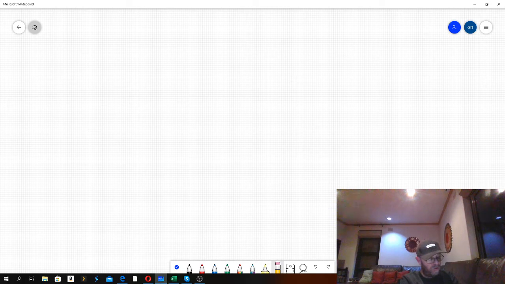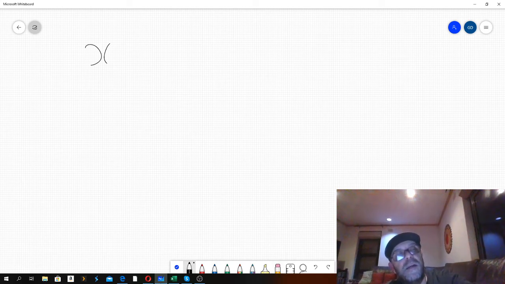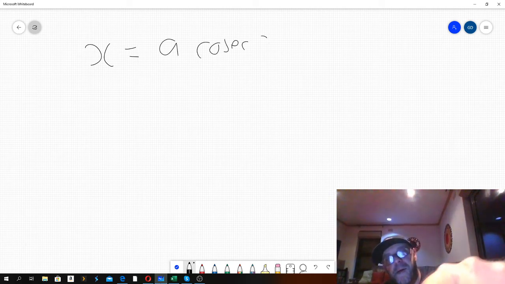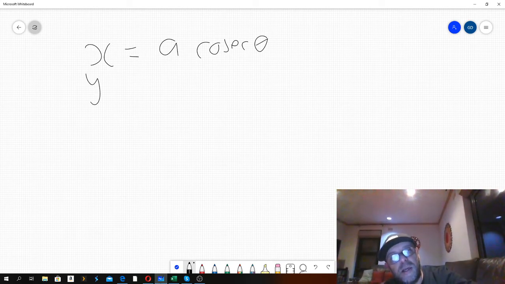We're now going to move to number 9. Number 9 says the following: x is a cosec theta and y is b cot theta. Let's write those two. x is a cosec theta and y is b cot theta.